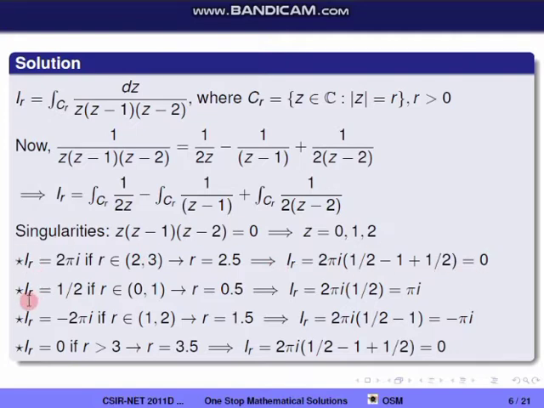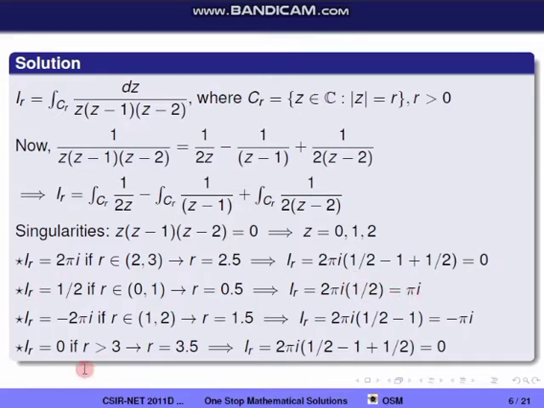The second option: IR equals 1 by 2 if R is an element of (0, 1). I'm taking R equal to 0.5 and checking whether the IR value is 1 by 2 or not. When R is 0.5, only z equal to 0 lies inside the curve CR. So all other integral values become 0 by using the Cauchy integral formula. Therefore, we get IR equals 2 pi I into 1 by 2, that is equal to pi I. So we are not getting the same value.